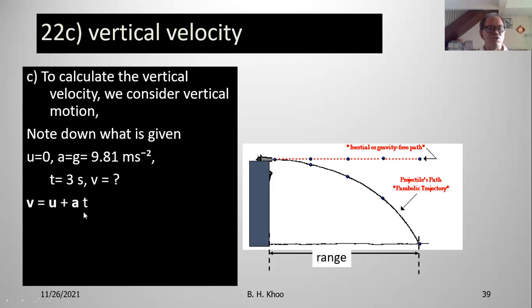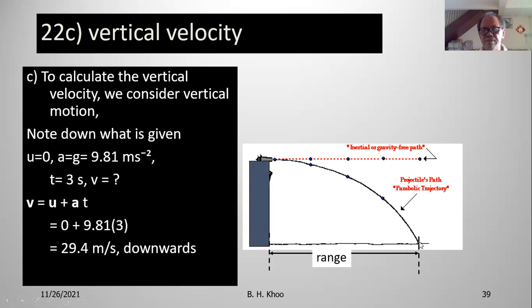So V equals U plus AT. Right? We choose downwards as positive again. In your value, U is 0, the vertical component is 0. A is 9.81, T is 3 seconds. Calculate it out. It's 29.4 meters per second downwards. Right? Vertically downwards here.